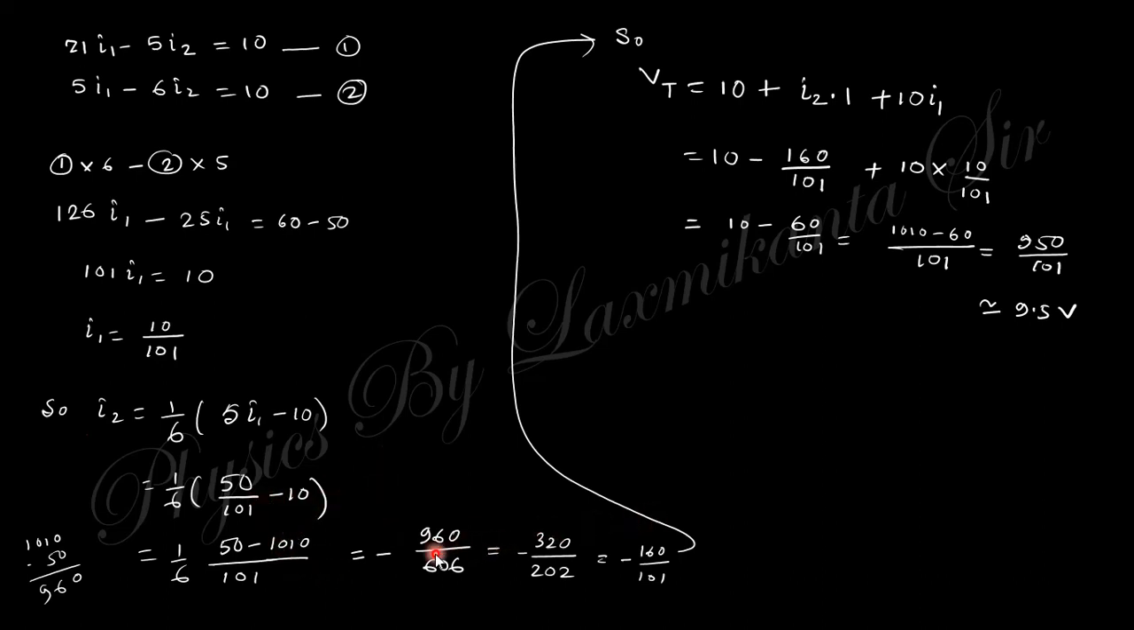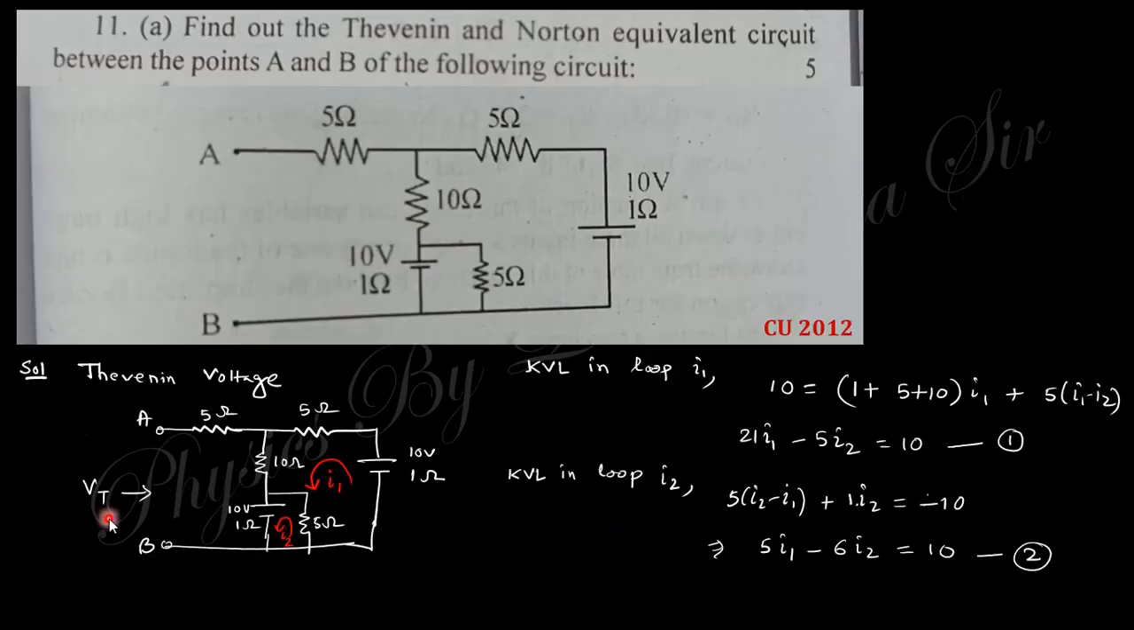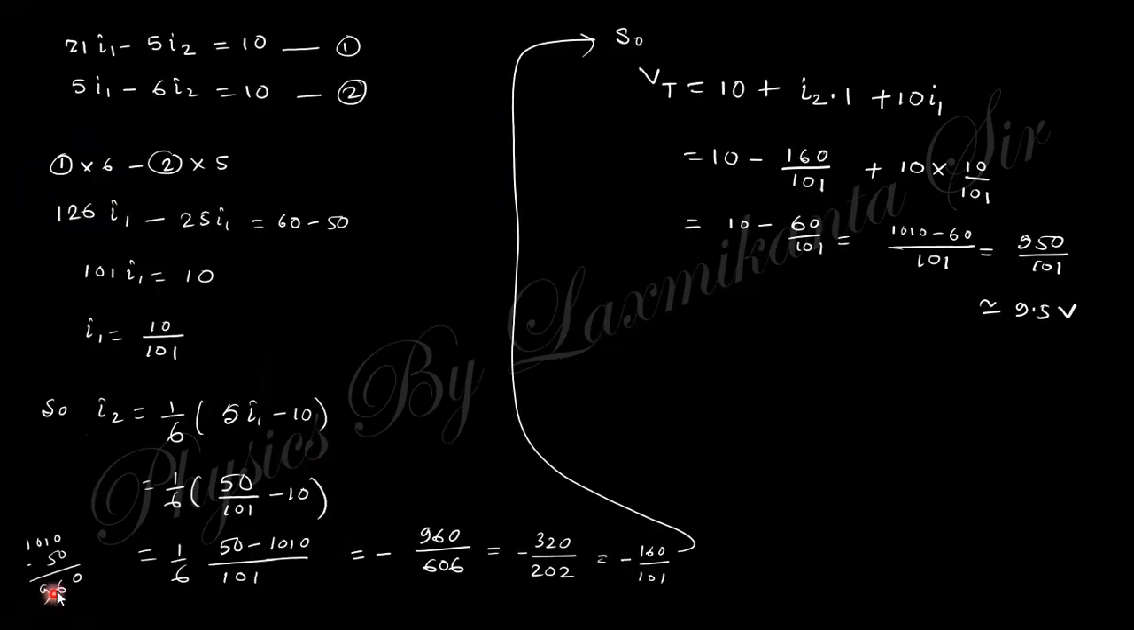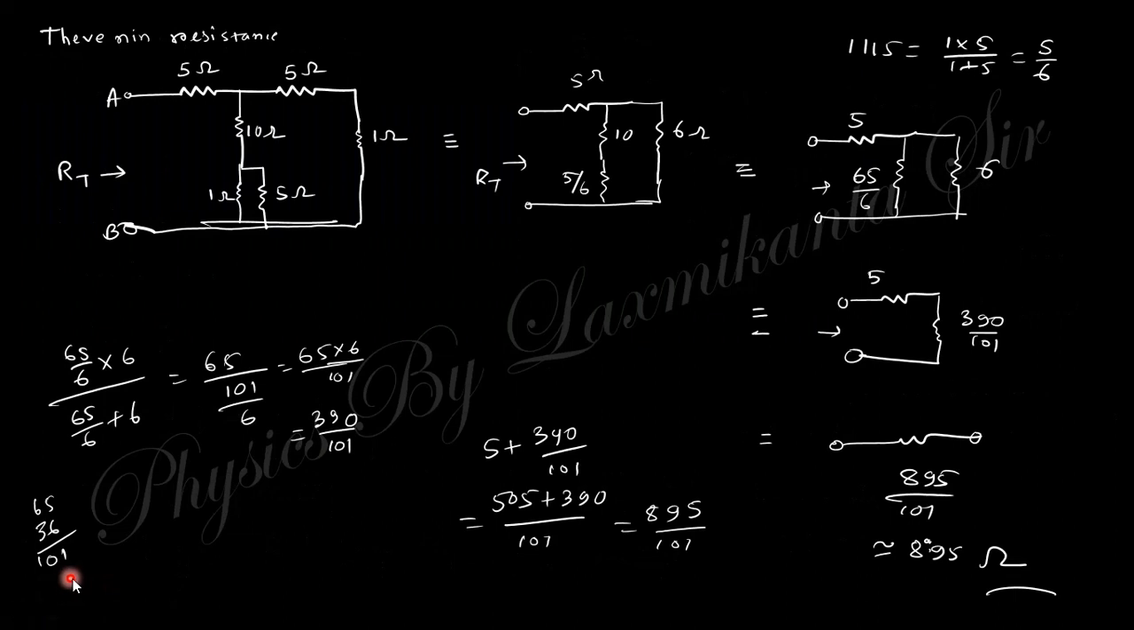And after getting these, you will get this Vt. Vt is nothing but this voltage difference, which is 10, and the voltage drops due to the 1 ohm and the 10 ohm. For the 1 ohm this will be negative, and for the 10 ohm this will be positive. So you will get the final value 9.5. Okay, so this is the Thevenin voltage.